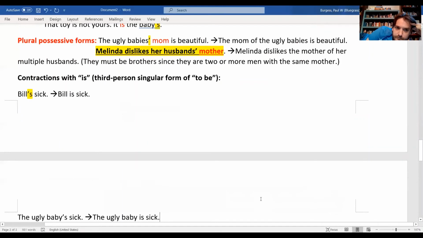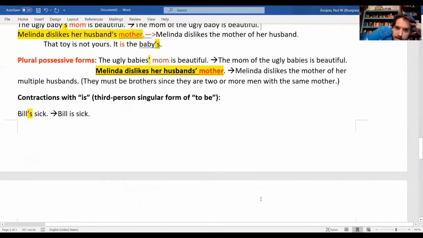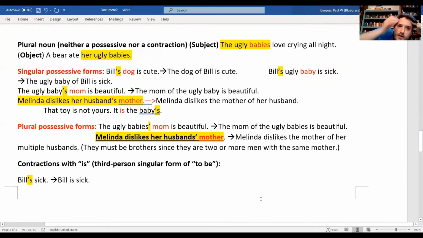Okay. So the way we recognize that these are possessive is that the person possesses something. Mom follows babies. Mother follows husbands. Dog follows Bill's. All right, in this next case here, it's a little trickier. It is the babies. All right, but notice I didn't say it are the babies. It is the babies means that something belongs to one baby. Okay.